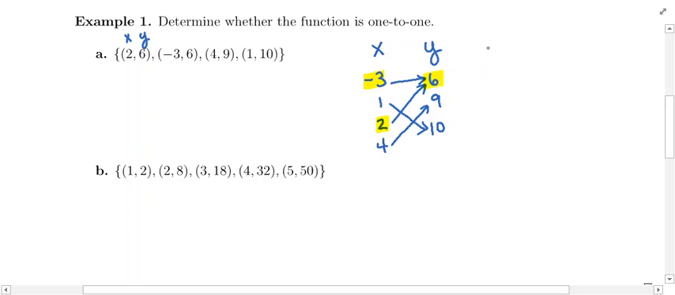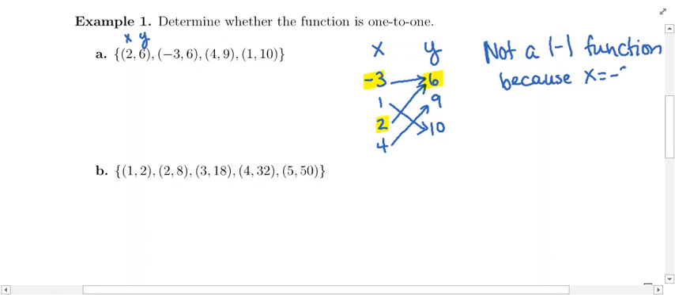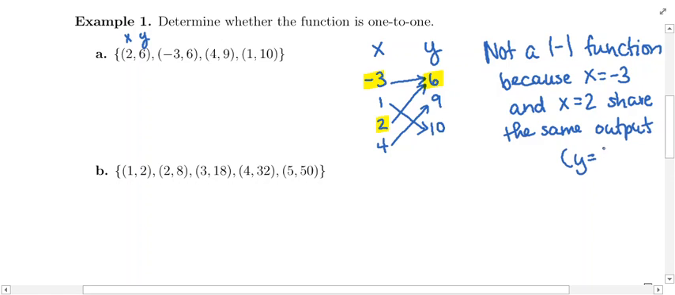So I'm going to put here, this is not a one-to-one function, and I'm going to put a reason why. Because x equals -3 and x equals 2 share the same output, which is y equals 6. There cannot be any sharing whatsoever. Let's take a look at part B.